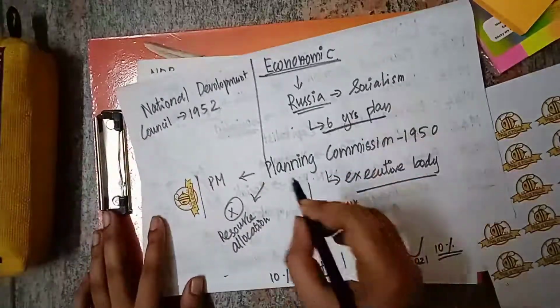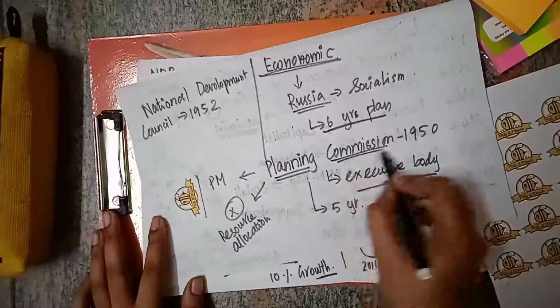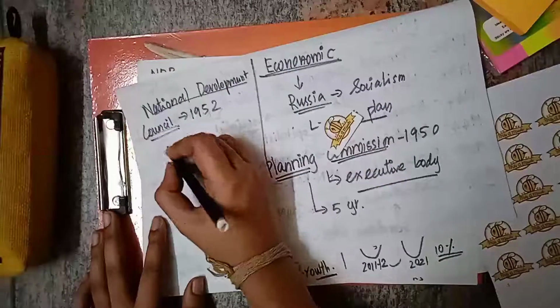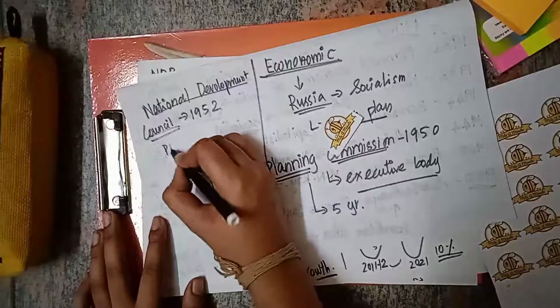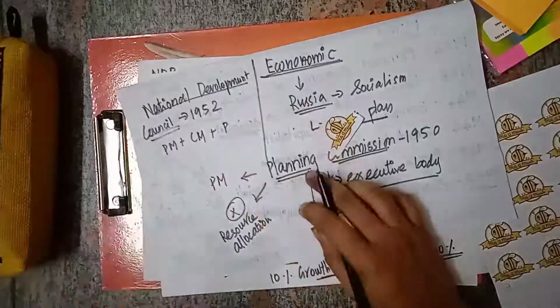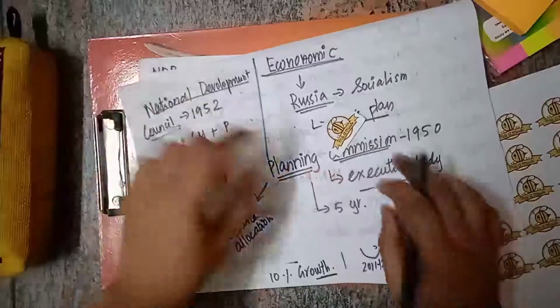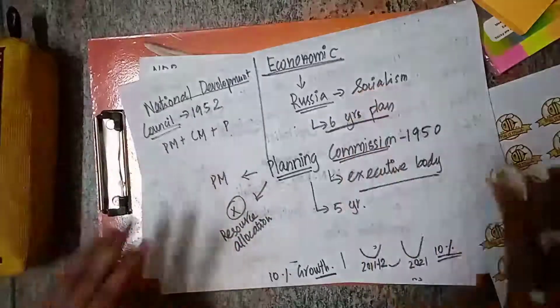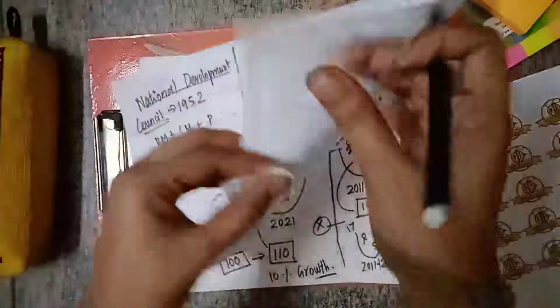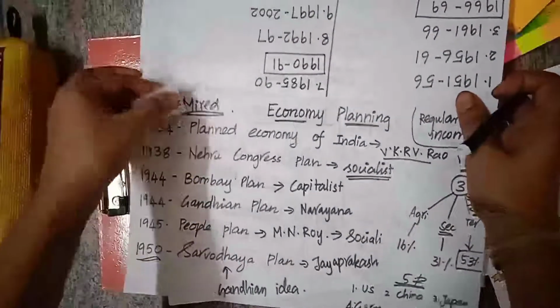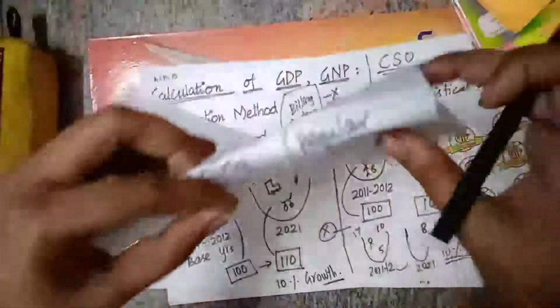So the five-year plan will be set up by the Planning Commission, and this NDC will give the final approval for the five-year plan. Based on this, the Planning Commission will fix the plan and the National Development Council will say okay to this plan. So based on this, we started to plan our economy, and we had our first five-year plan in 1951.